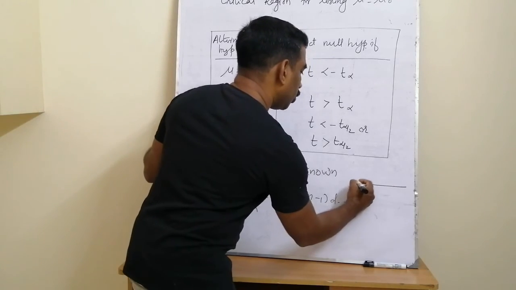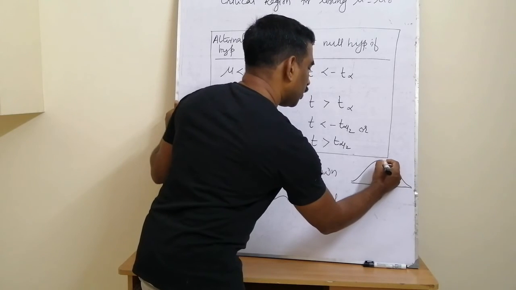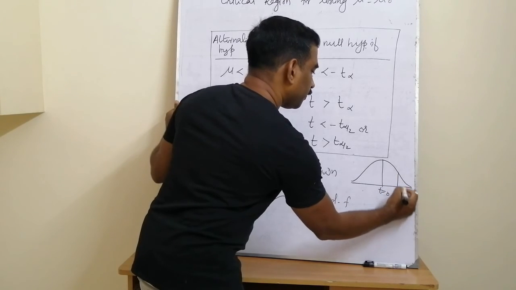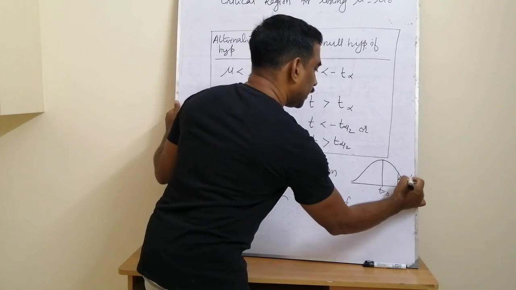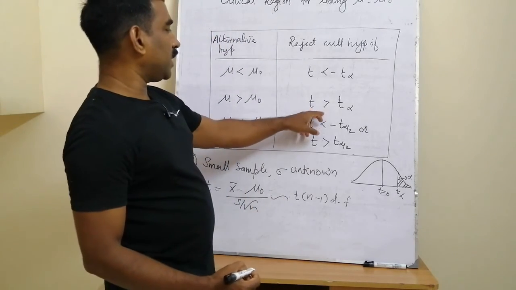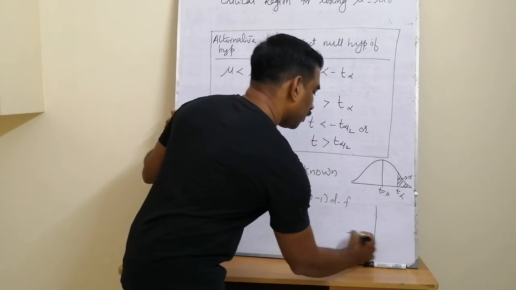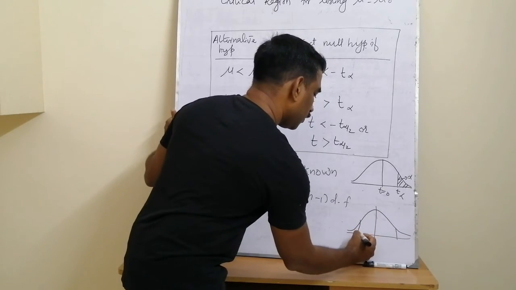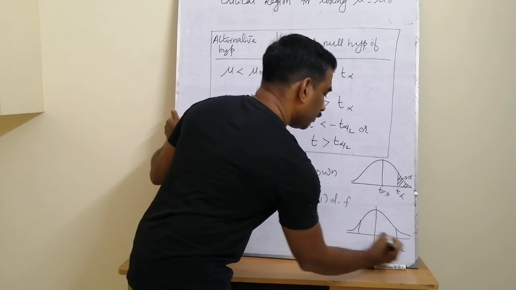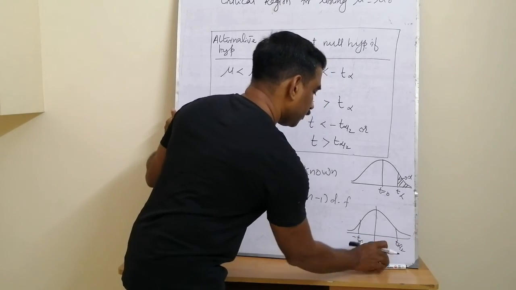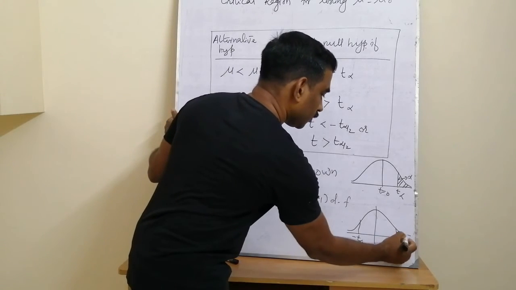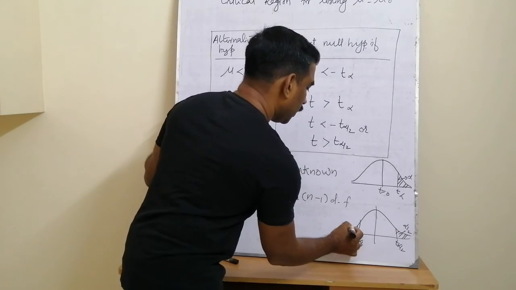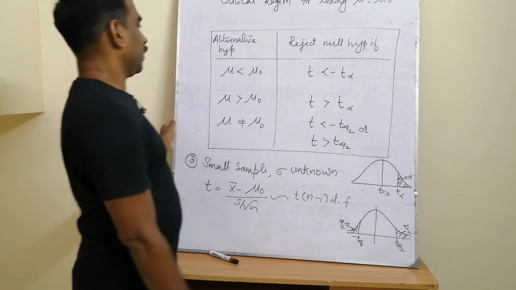Thus, here also we have a situation similar to the standard normal distribution. This is T is equal to 0. Suppose this is our T alpha, then this is the tail probability alpha. Similarly, for minus T alpha by 2 and T alpha by 2, we have two tails. This is our minus T alpha by 2 and T alpha by 2, and these two tail probabilities are alpha by 2 each.